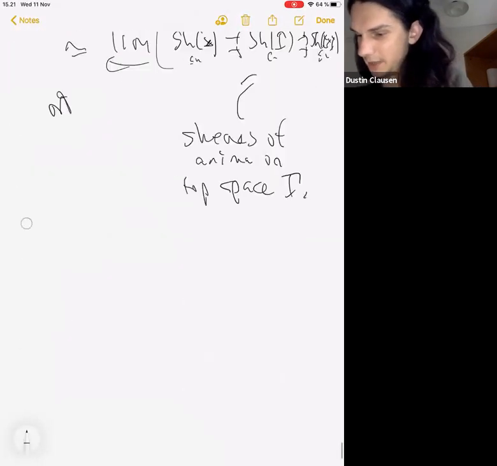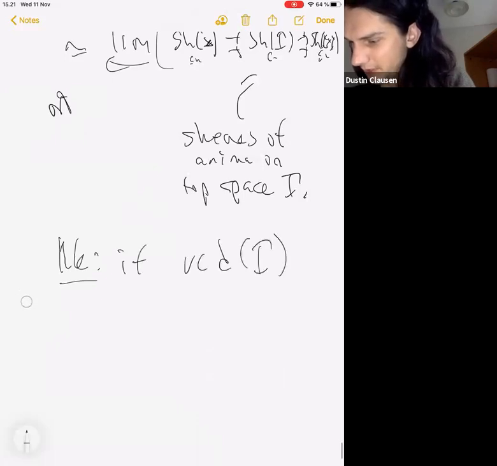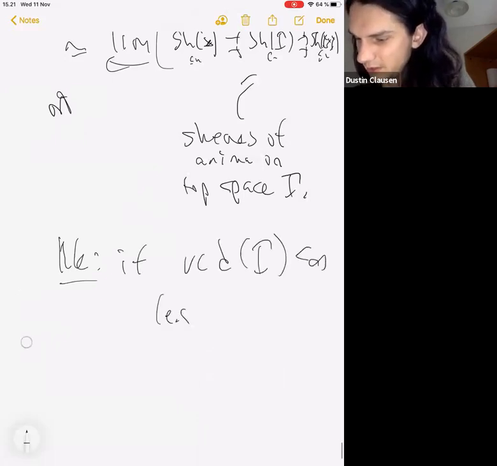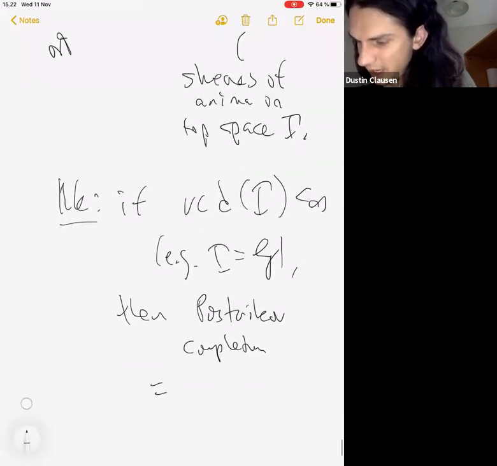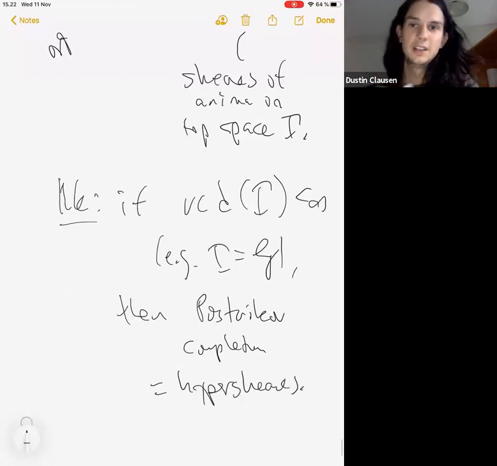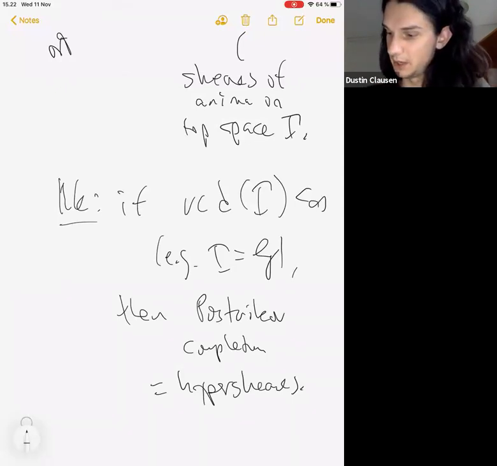And I'll just make a remark that if the virtual cohomological dimension of gamma is less than infinity, which holds if gamma is, say, a Morava stabilizer group, then Postnikov completion is the same thing as looking at hypersheaves. So then it is just again a full subcategory of this option with sheaves.